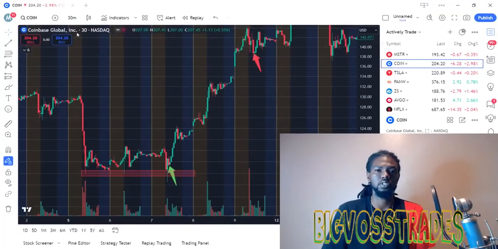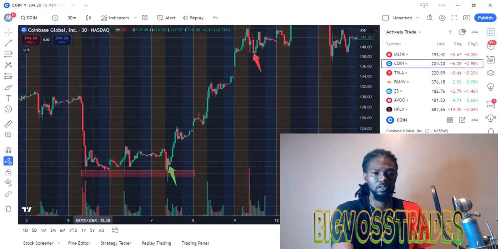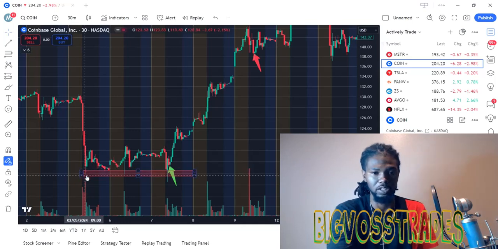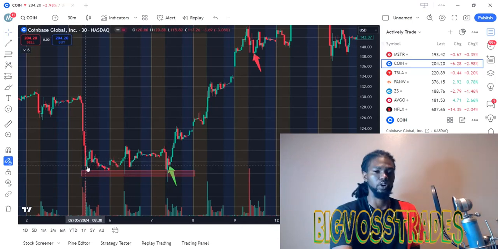So let's get into the technical aspect of the trade now. This is a chart for Coinbase. So you can see it's a lot of red in this area here. Coinbase is definitely trending down. It went from about 130 and dropped all the way down into the 115s before it kind of bounced up off of that.